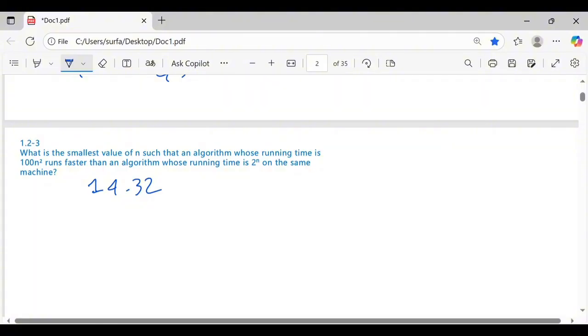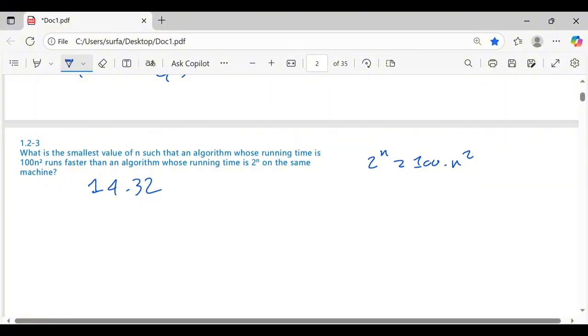For solving it, all we did was define our equation like this: 2 to the power of n is equal to 100 times n to the power of 2, and all we did was solve this equation. And this is the answer for the third and final question in this section.